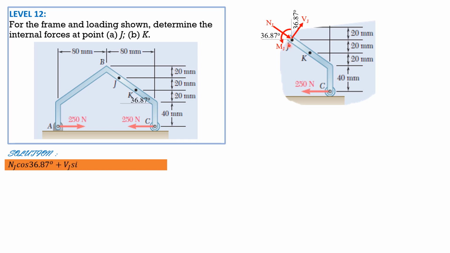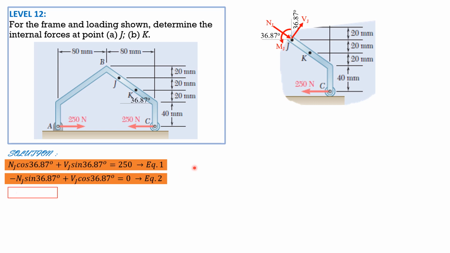So first, summation of forces horizontal. NJ cosine 36.87 plus VJ sine 36.87 minus 250 equals 0. Call that equation 1. Summation of forces vertical: negative NJ sine of 36.87 plus VJ cosine of 36.87 equals 0. So that's equation 2. Solving these two equations simultaneously, we get NJ equals 200 newtons and VJ equals 150 newtons.